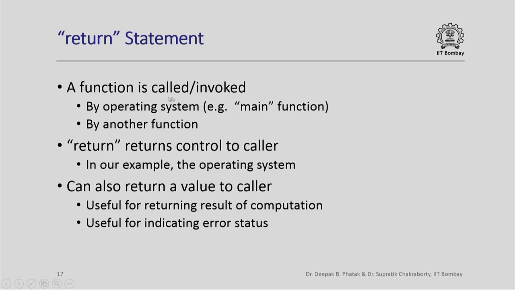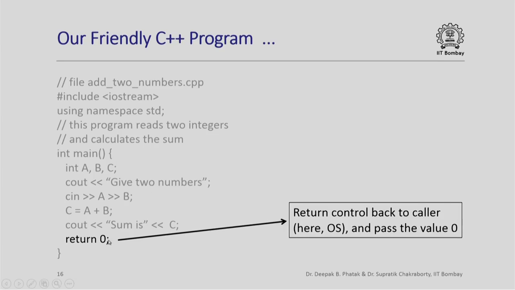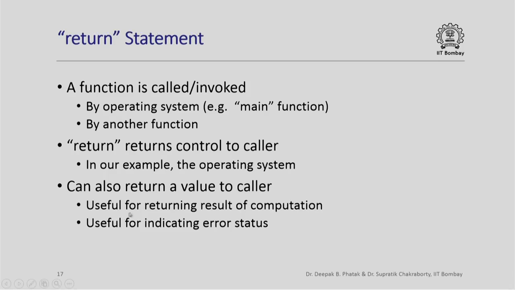Every function is called or invoked either by the operating system or by another function, and the return statement returns control back to the caller. The value that is returned along with the return statement, just like here we were returning the value 0, is very useful for returning the result of a computation or even for indicating error status if an error happens during the execution of the program.